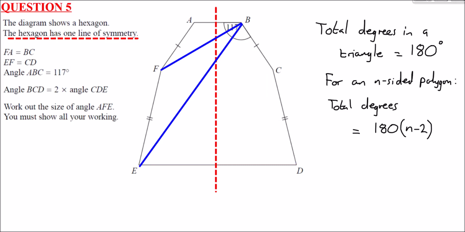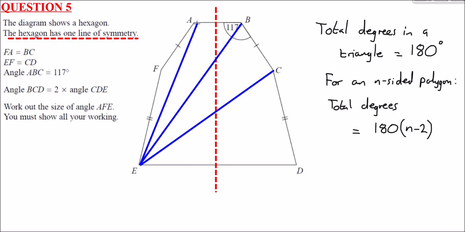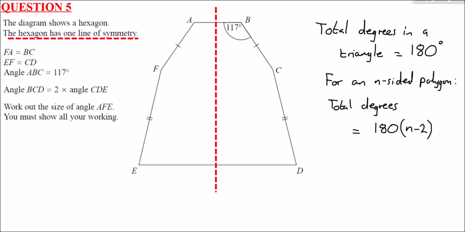For example, I could have picked point E, gone E to C, that's my first triangle, E to B is my second one, then E to A is a third one, and the fourth one over here. So there's definitely 4 triangles in a hexagon, if you like. And not by coincidence, 4 is 6 minus 2.